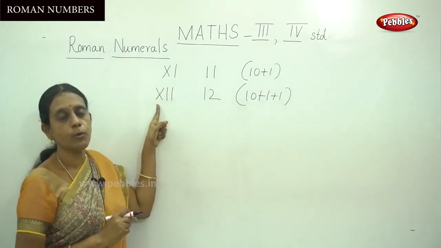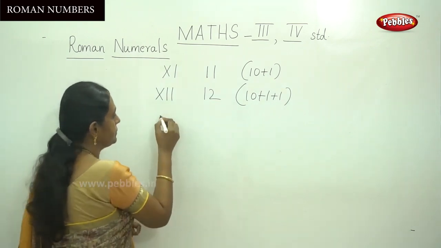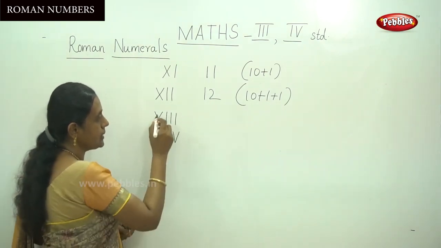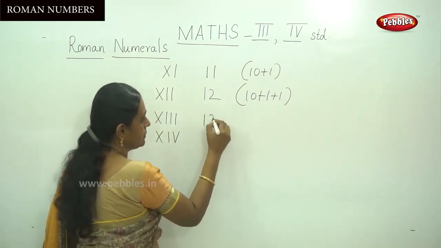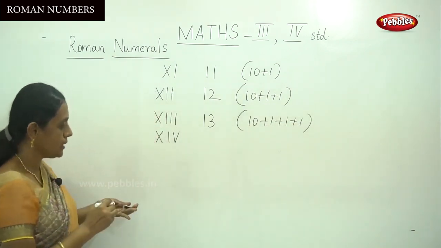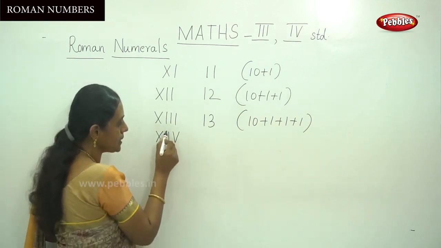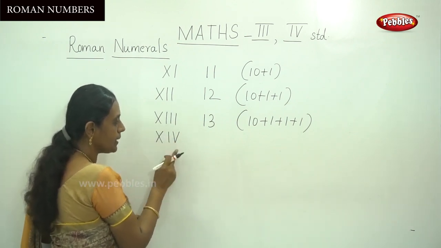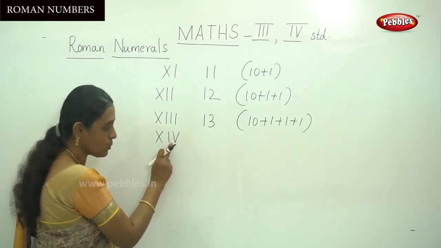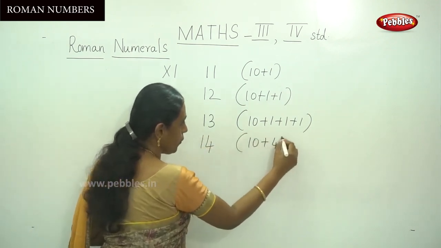This is the Roman numeral symbol for 12. 11, 12, and 13 and 14. Here 13 is 10 plus 1 and plus 1 and plus 1. And 14 is 10 plus 4, because here the smaller number is placed in between the bigger numeral and another numeral. So here you have to subtract 5 minus 1. So 10 plus 4, that is 14.